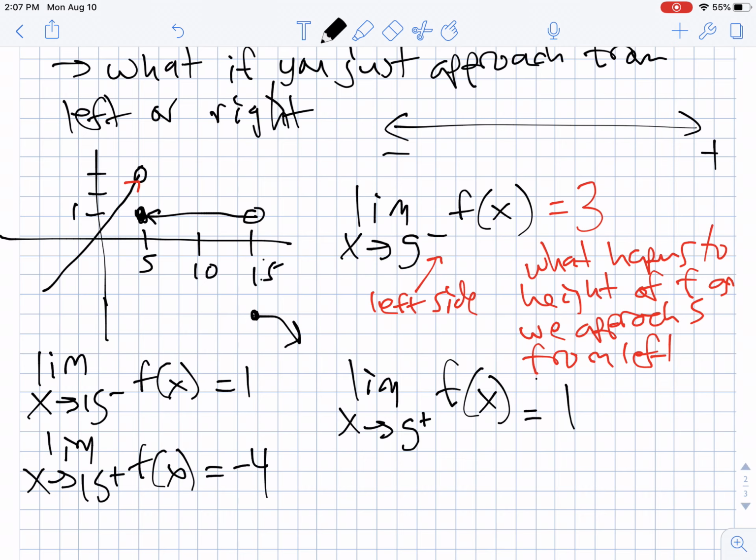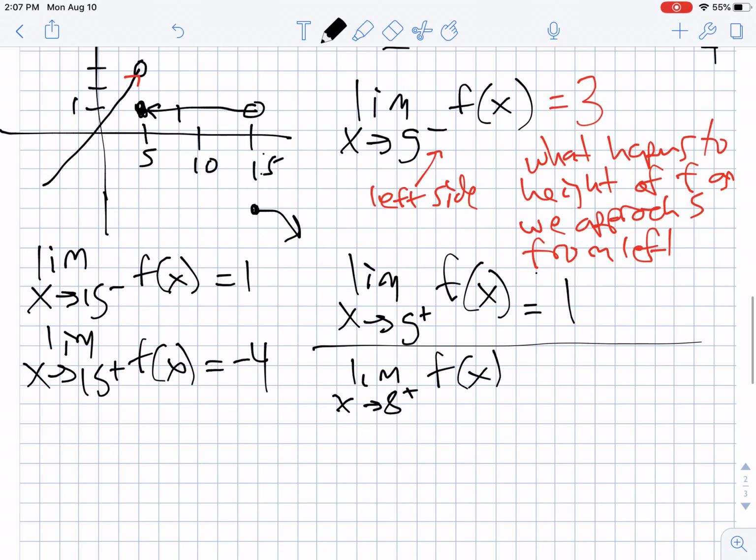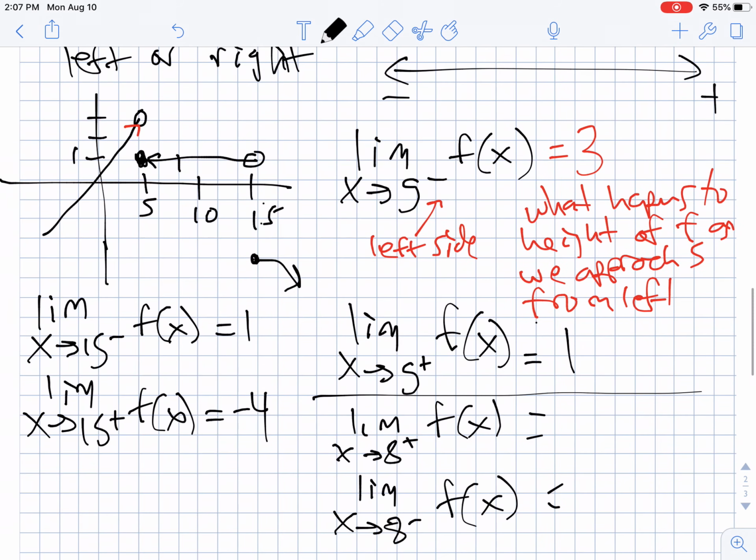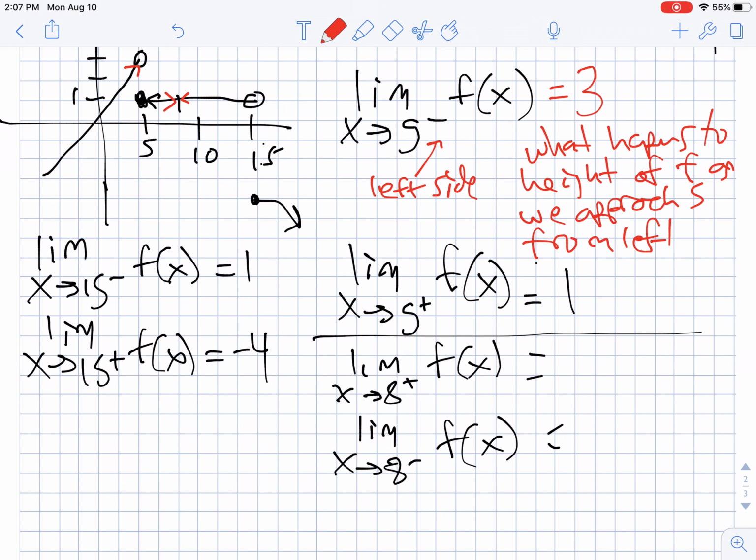Now what if I just pick a point in the middle? What if I pick, I don't know, 8? What if I take the limit as x goes to 8 from the positive side of f(x), and the limit as x goes to 8 from the negative side of f(x)? Well, nothing interesting is happening there. 8 is in the middle of our graph. So as we approach it from both sides, it's going towards the same height. It still has a height of 1 in both cases, so nothing crazy is happening there. Okay, so that's what's going on with one-sided limits.